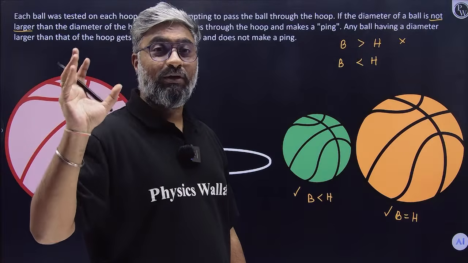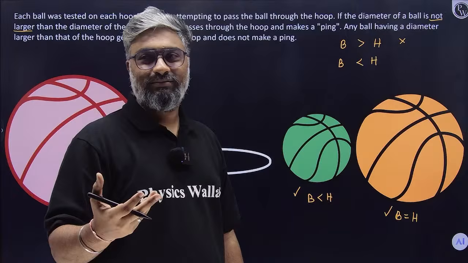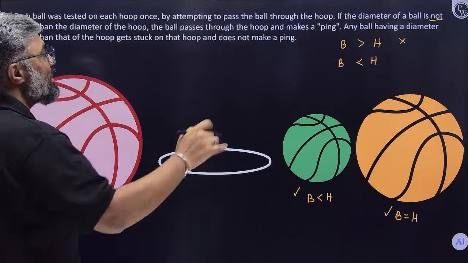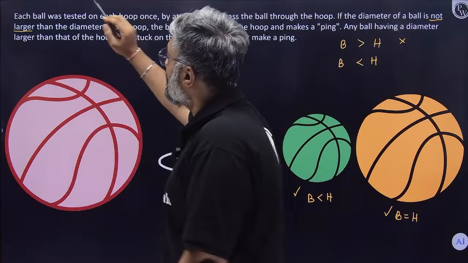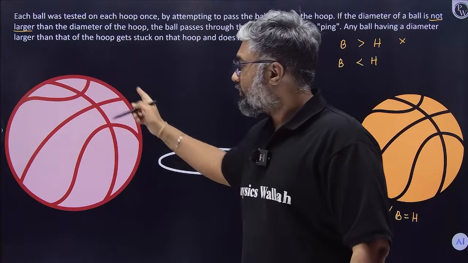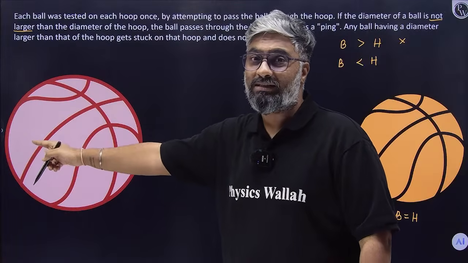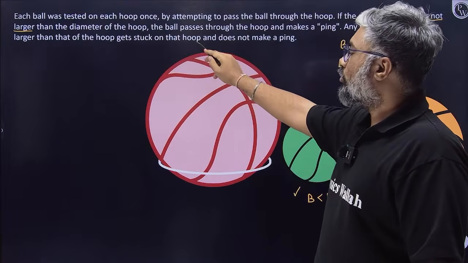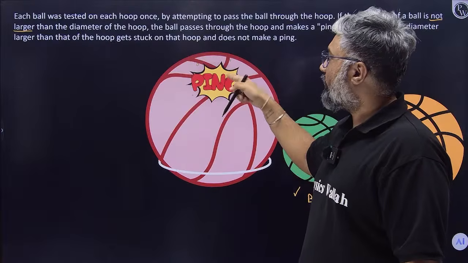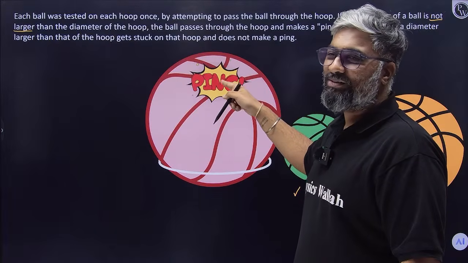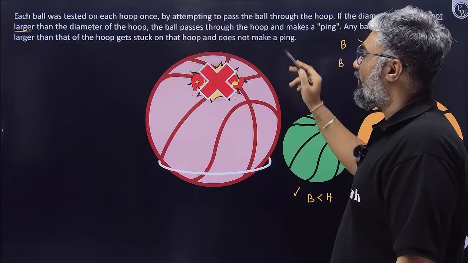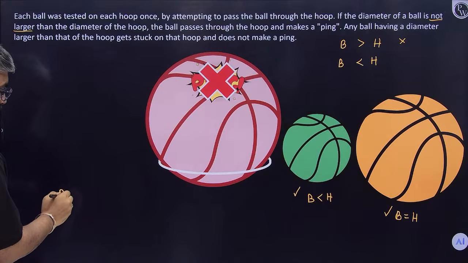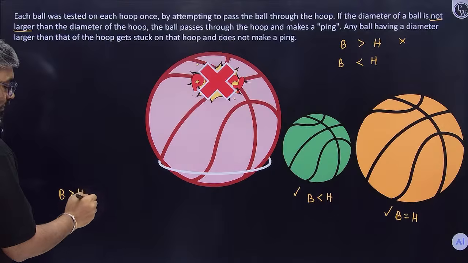Realistically, if you try to do that, it's not going to go through. You all agree with that? Yes? Okay, perfect. Next, they're saying any ball having a diameter larger than that of the hoop. The diameter of this ball is clearly larger than that of the hoop. What happens? It gets stuck on that hoop. Will it make a ping sound? No, it does not. Got it? So if the diameter of the ball is larger than that of the hoop, then no ping.